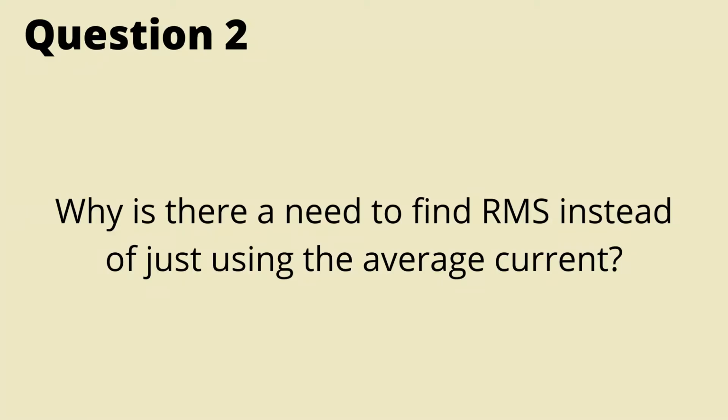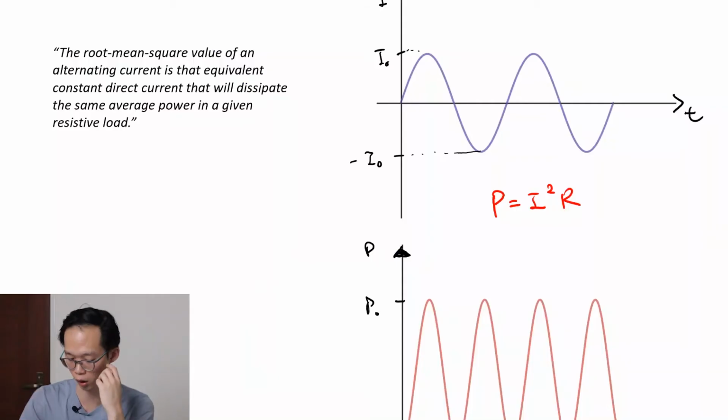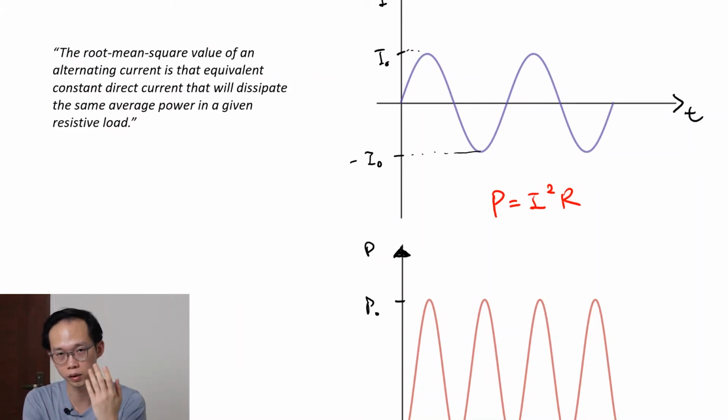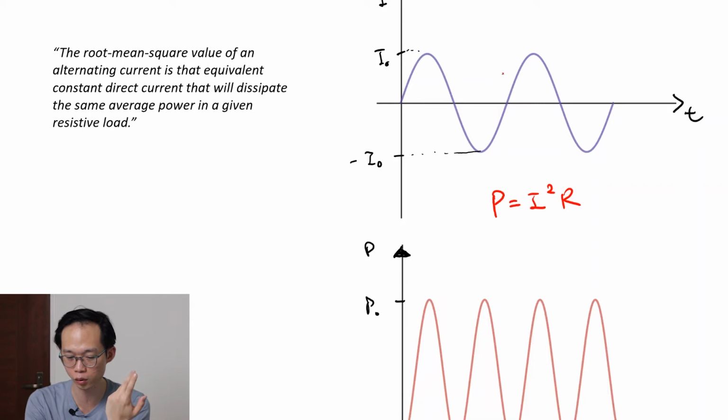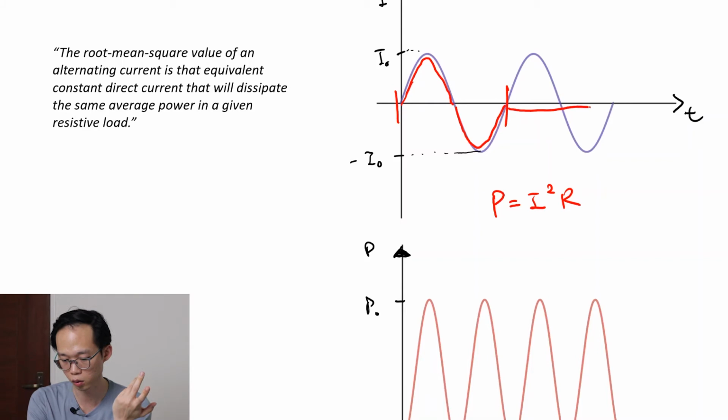Question 2. Why is there a need to find RMS instead of just using the average current? Now some of you might know this already, but please bear with me. If you find the average current of a sinusoidal AC, then your average current is going to be equal to 0. Why is that the case? If you look at the sinusoidal wave, for every possible positive value that you have here, there's going to be a corresponding negative value as well. So if you want to find the average value between here and here, it's going to be 0. And so on for here and here, and as the wave continues, okay?